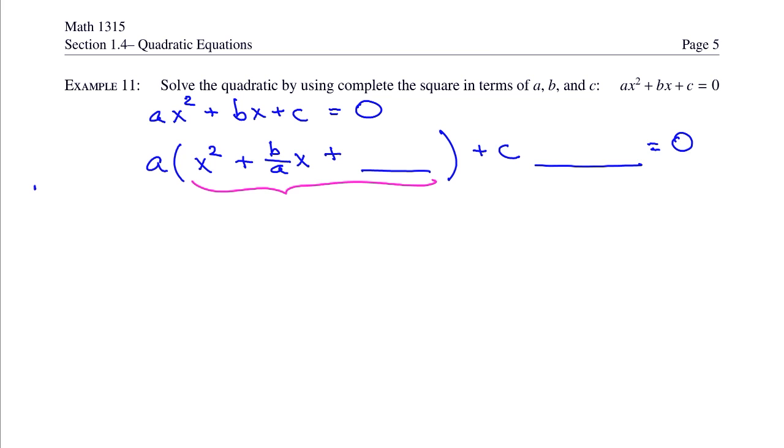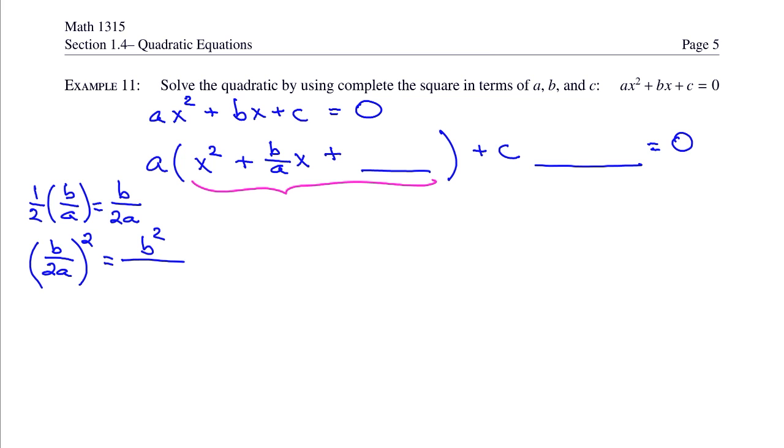And so we're going to take 1/2 of b over a. That's going to be b over 2a. And we'll take b over 2a and square it. We'll square the top and get b squared, and then square the bottom and get 4a squared. So we need to add in right here, we're going to write this, b squared over 4a squared.